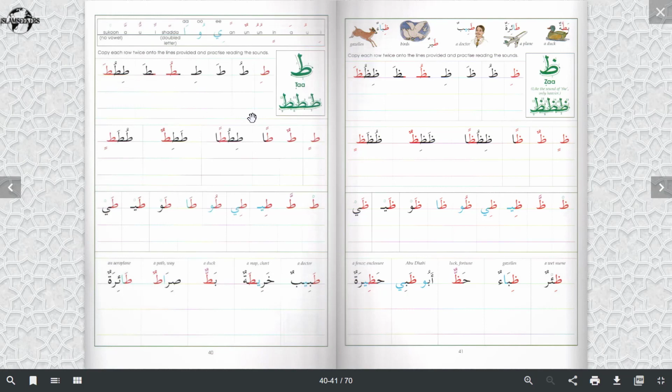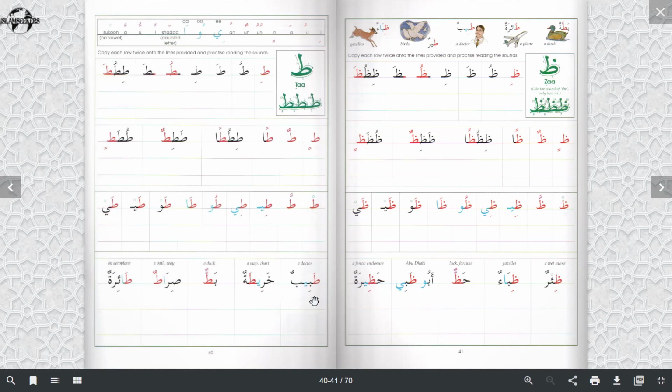Line 2. Tuin. Tun. Tun. Ti. Tu. Tun. Ta. Ti. Tun. Tu. Ta. Tuin. Line 3. Ta. Tui. Tui. Tu. Ta. Tau. Tai. Tai.